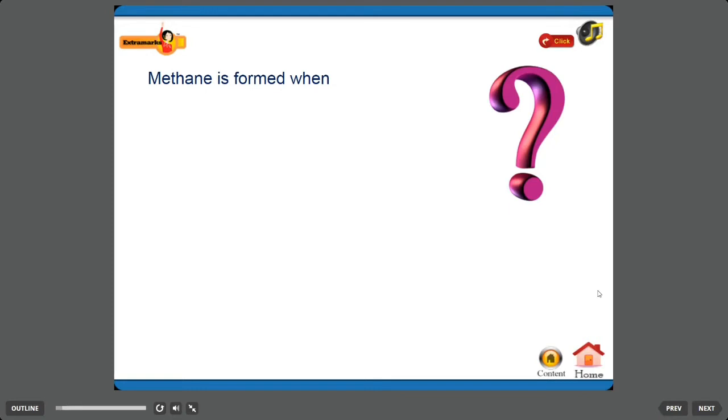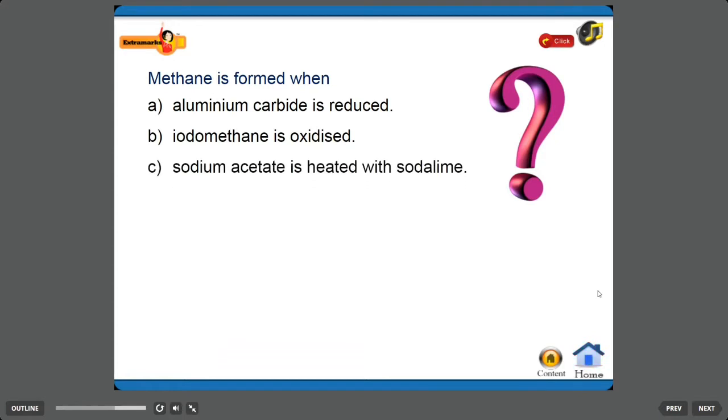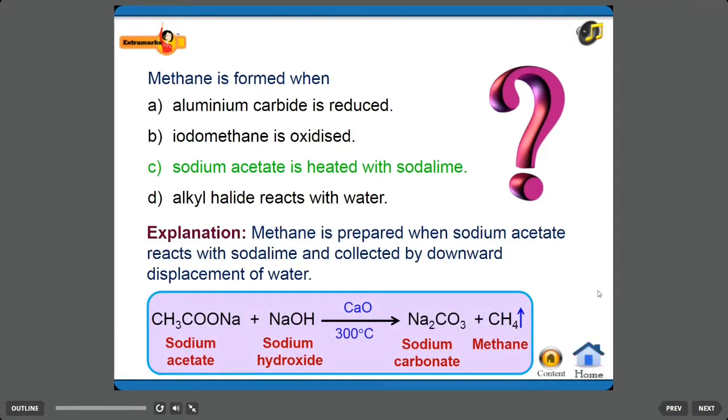Now it's time to test your knowledge. Complete the following sentence. Methane is formed when? Your options are: aluminum carbide is reduced, iodomethane is oxidized, sodium acetate is heated with soda lime, and alkyl halide reacts with water. The correct answer is option C. Methane is prepared when sodium acetate reacts with soda lime and collected by downward displacement of water.